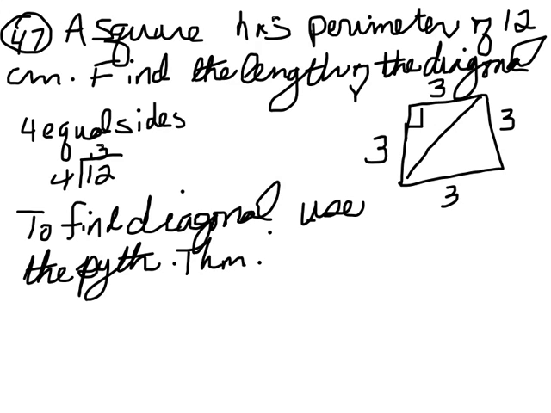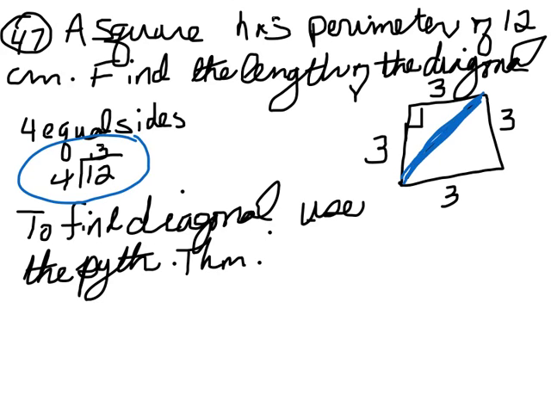Okay, so for number 47, you have a square. They tell you that it has a perimeter of 12. We know that in a square all the sides are equal, so if we divide 12 by 4, we know that each side is 3 centimeters. I drew the diagonal in. I'll trace it in blue.